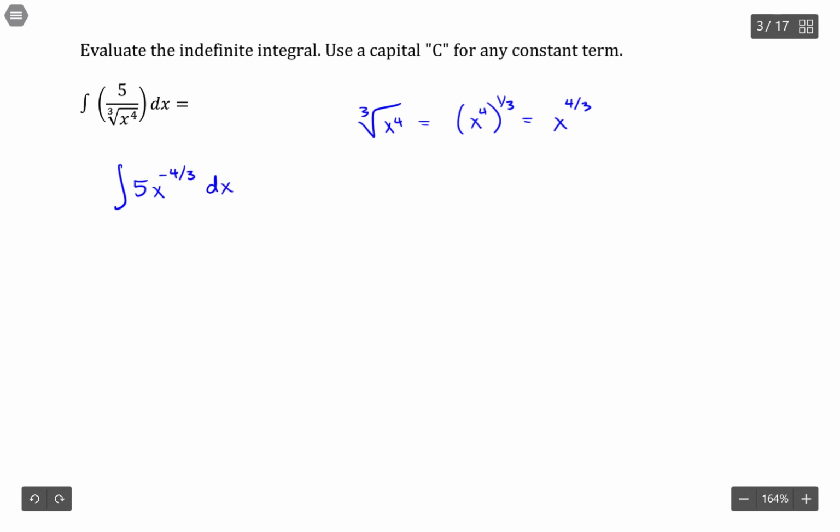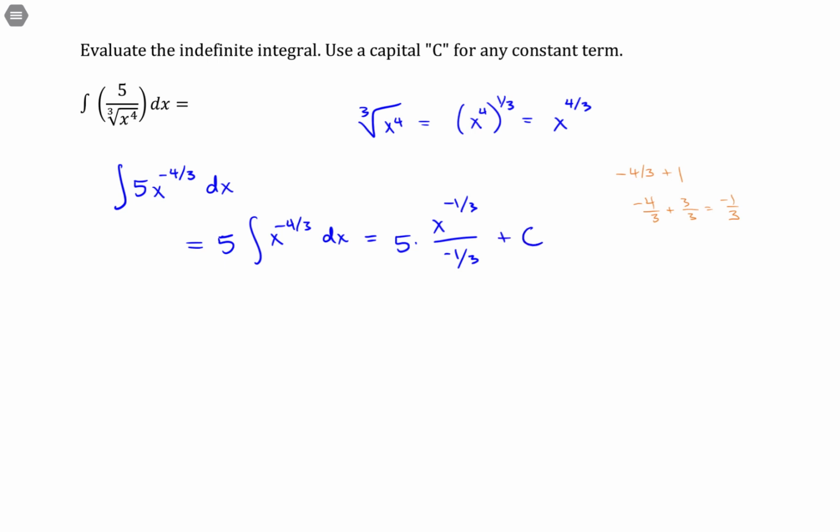Of course, when we do an integral, constants can be pulled out as long as they're constant multipliers. And all we have to concentrate on is this remaining term. Now, to integrate this term, what we do is we add 1 to the exponent. So we would be taking negative 4/3 plus 1, which would be negative 4/3 plus 3/3, or negative 1/3. So this is going to be 5 times x raised to the negative 1/3 power divided by that exponent, negative 1/3.